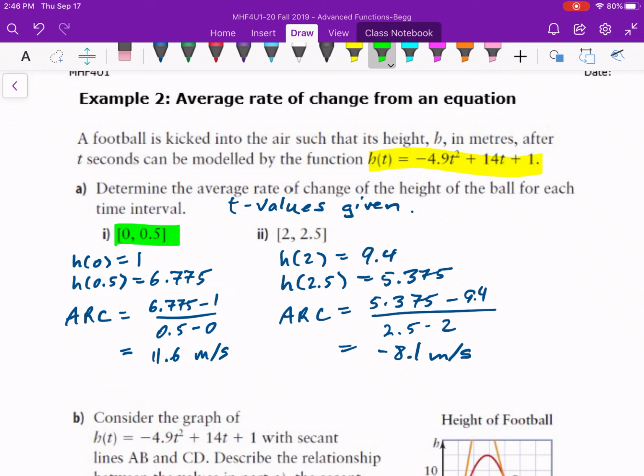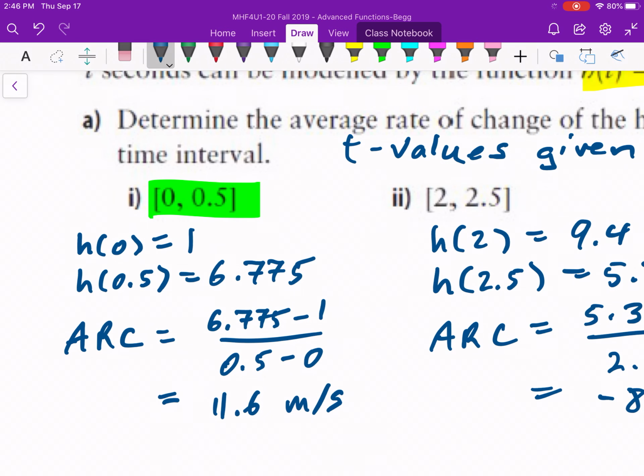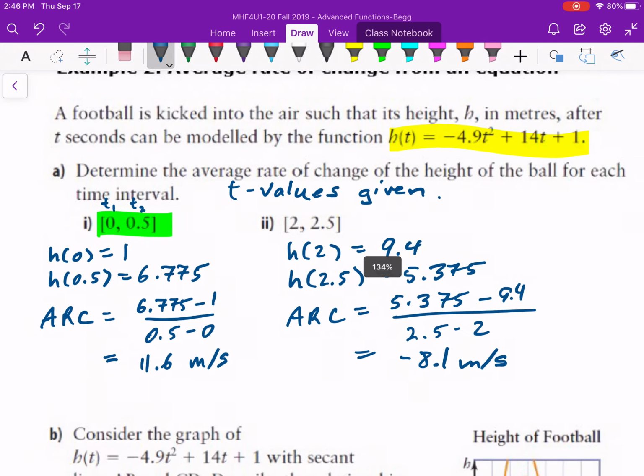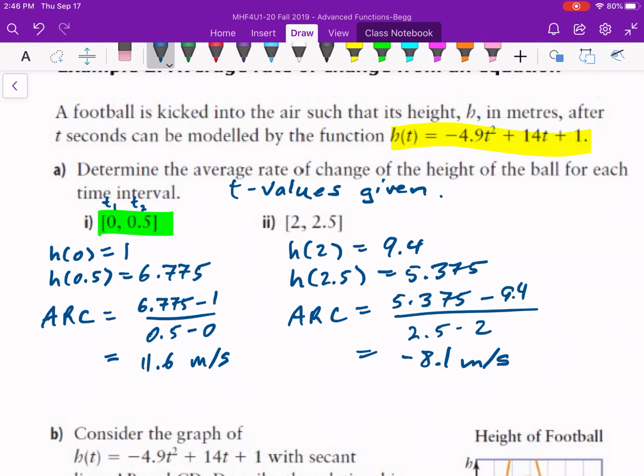Being average rate of change, I'm still going to use the slope formula. And another way of looking at this is they're giving me x1 and x2. They're giving me both x values, or t1 and t2. I guess I should be consistent with that. So t1 and t2, they're like my x1, x2. But I need the height to go along with it, the y values. So I'm going to get that by plugging it into the equation.